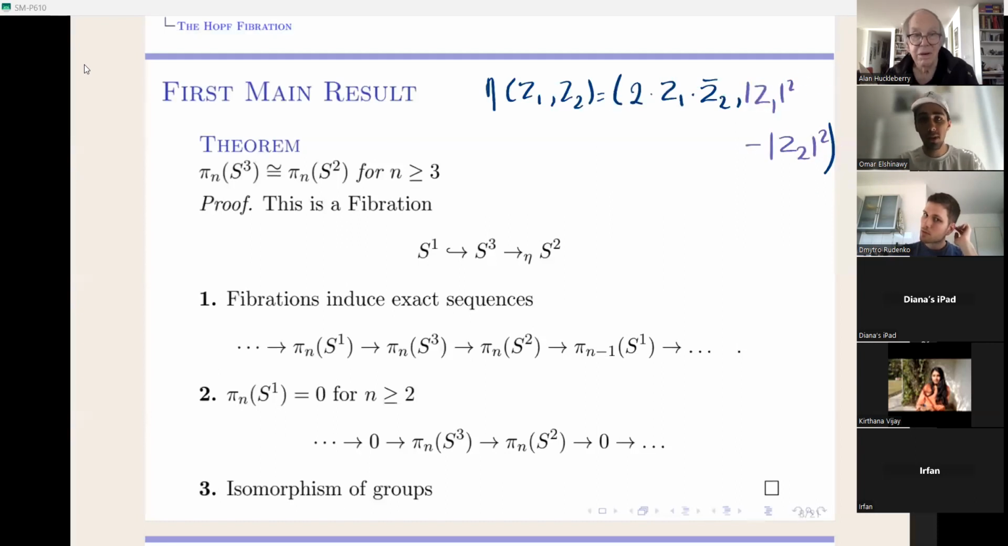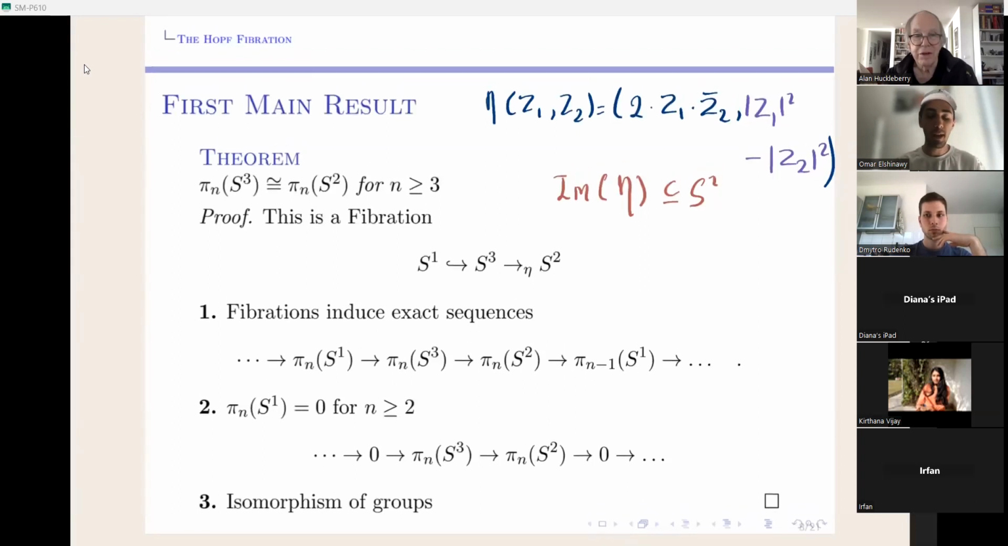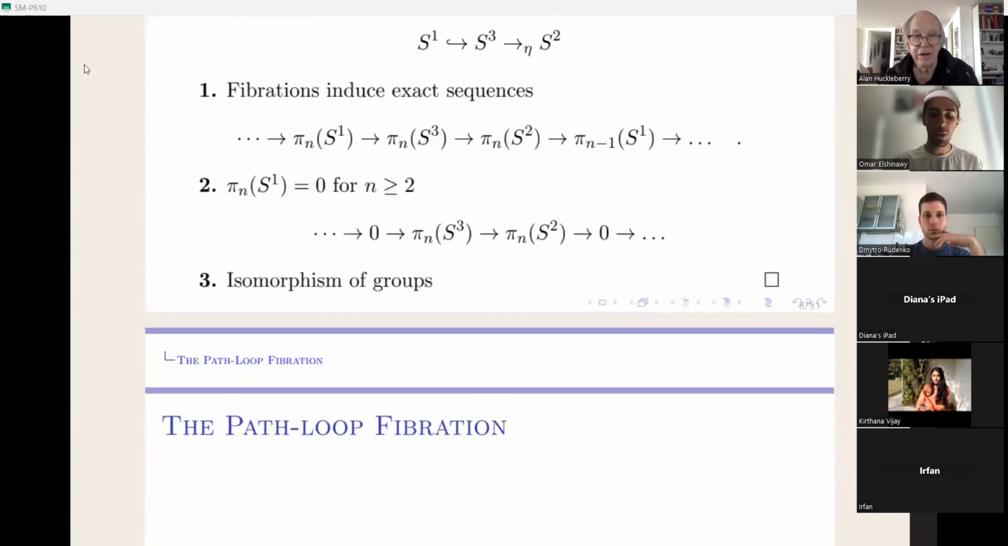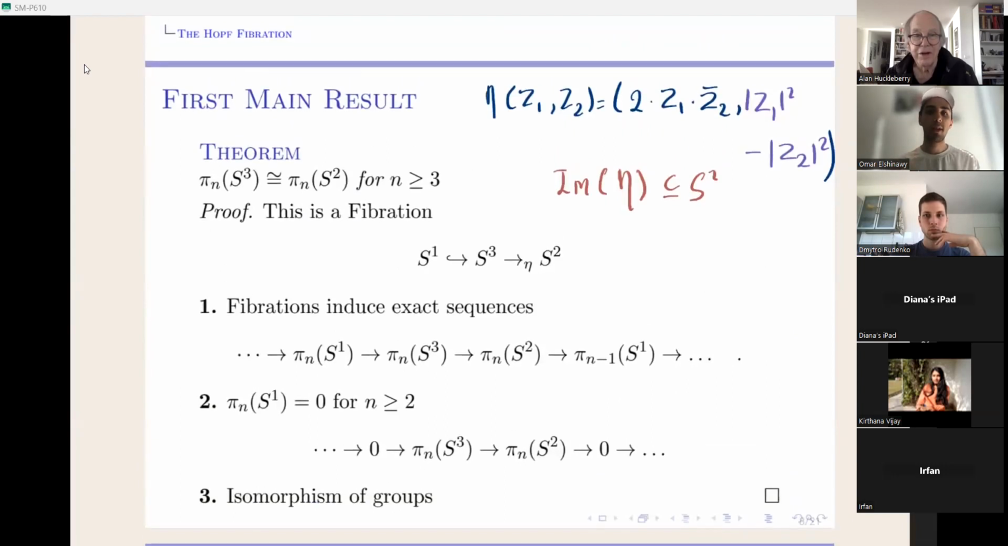And you can check for yourself that the image of this map is a subset of S2. So it is a map into S2. You just have to square both components, and then you see what happens. And this map induces a fibration, and we will talk about that. You're going to tell us what the definition of fibration is also, I hope. Yeah, I will do this down below. So okay, great. Below here, but I just want to emphasize, yeah, but thank you for the question.